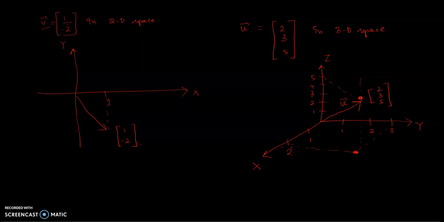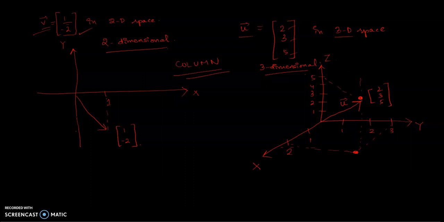So here you can clearly observe, for a 2-dimensional space we have two components, 1 and minus 2. For a 3-dimensional space we have 3 components, 2, 3 and 5. So v is a 2-dimensional vector, and u is a 3-dimensional vector. And another thing: what is the unique property between the v and u vectors? They both are column vectors.